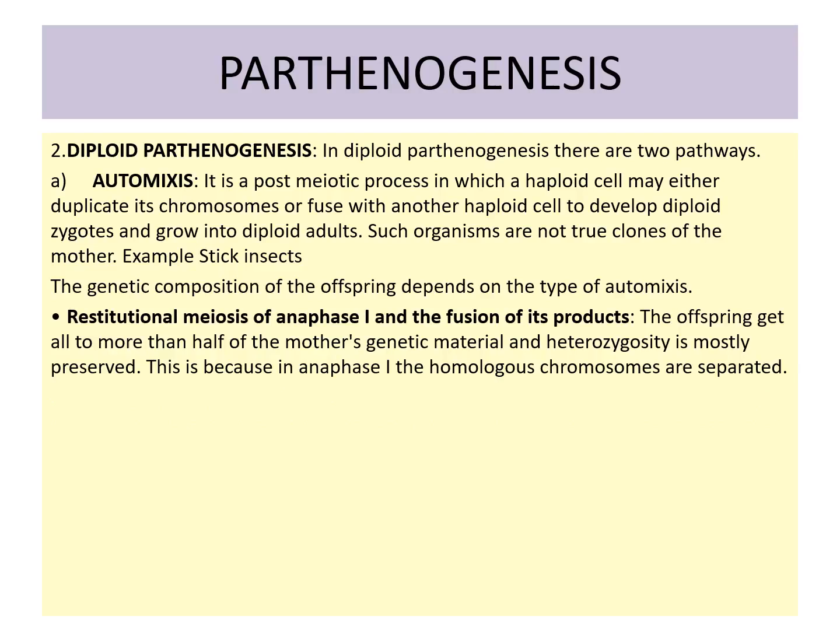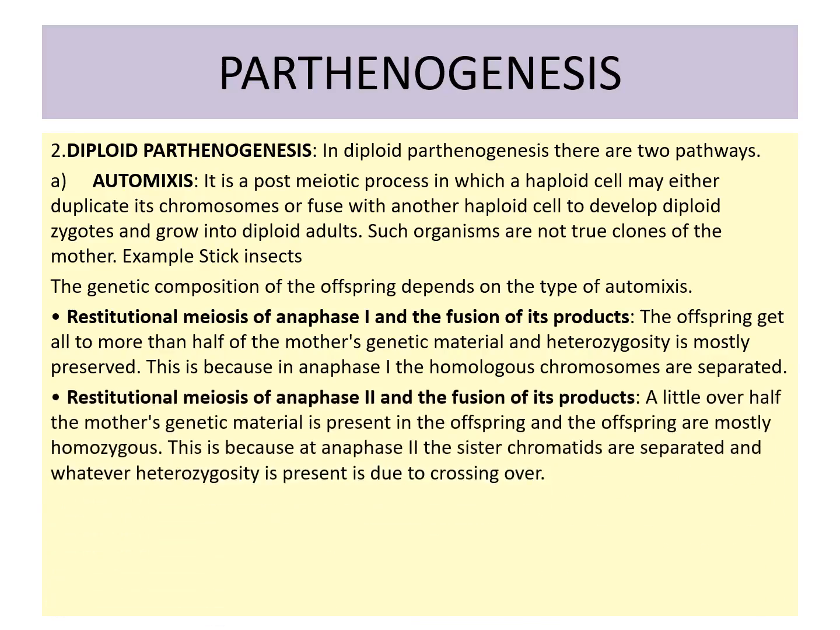The genetic composition of the offsprings depend upon the type of the automixis, that is restitutional meiosis of anaphase 1 and fusion of its products, that is the offsprings get all to more than half of mother genetic material and heterozygosity is mostly preserved. This is because in anaphase 1 the homologous chromosomes are separated.